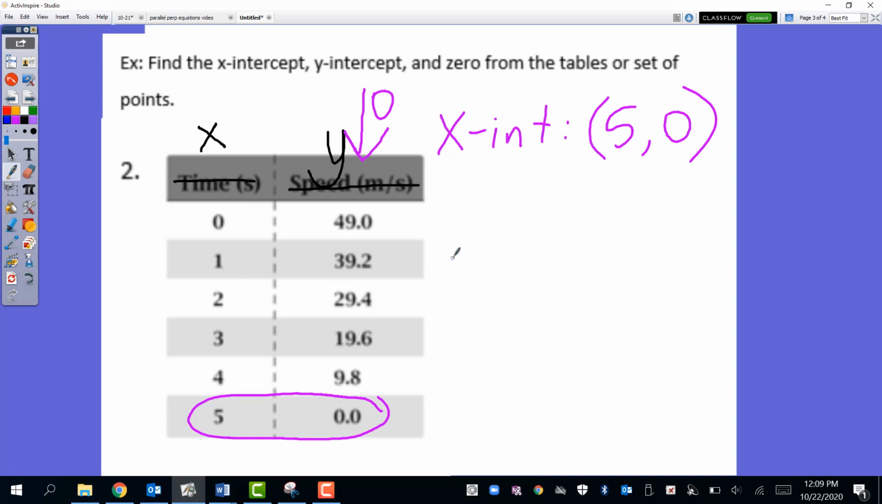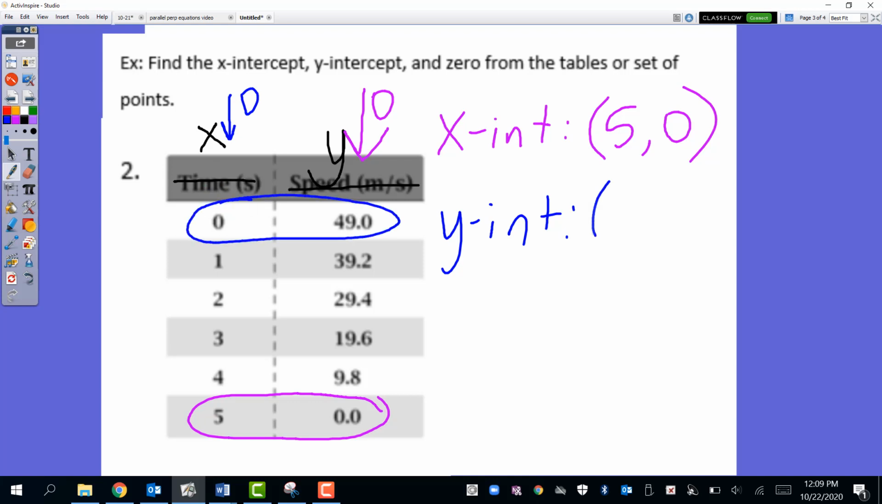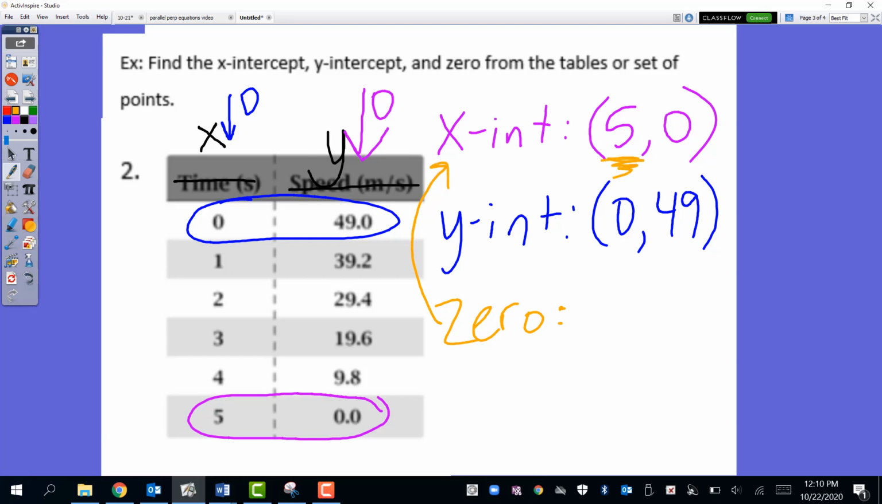And that's my x-intercept. For the y-intercept, I'm looking for x to be 0, so I'm looking in the x column for a 0. And x is 0 right in the first one. There it is. So I'm going to write 0, comma, 49. I could put 49.0, but 49 and 49.0 are the same thing. And the last one, the zero, the place. We know it is the same as the x-intercept. So whatever number I just wrote for the x-intercept, that's what I'm writing for the zero. It's 5.